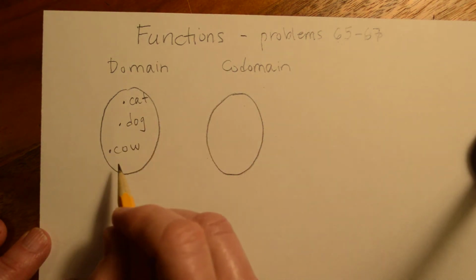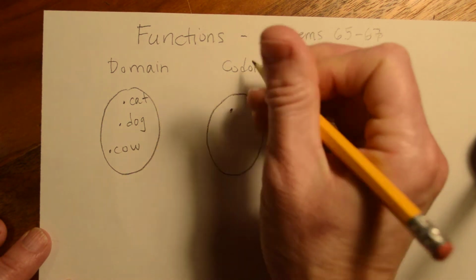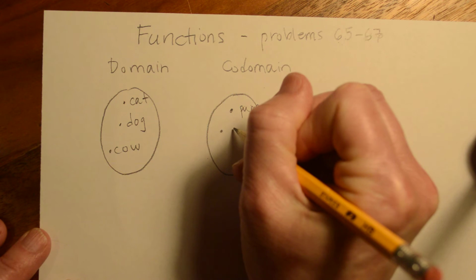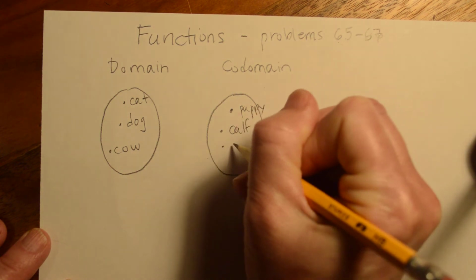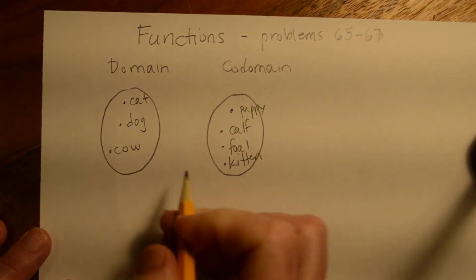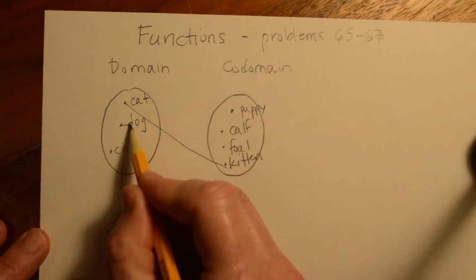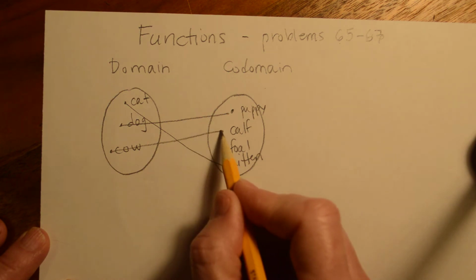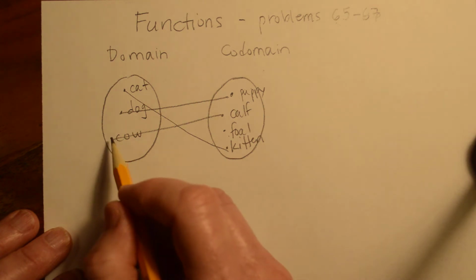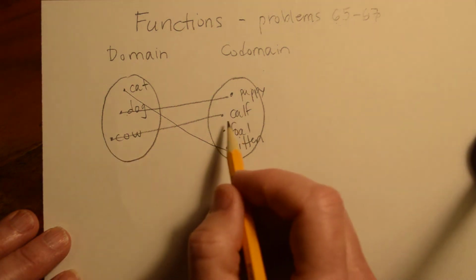All right, so we start with something in here, we match it with something in here, and that other set is called the codomain. And let's say this was puppy, calf, foal, and kitten. All right, so cat gets matched to kitten, dog gets matched to puppy, cow gets matched to calf. Foal doesn't have to get matched to anything. Remember, for it to be a function, just everything in the domain has to get matched to a single thing in the codomain.